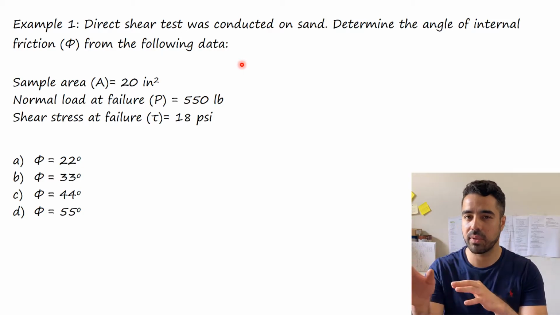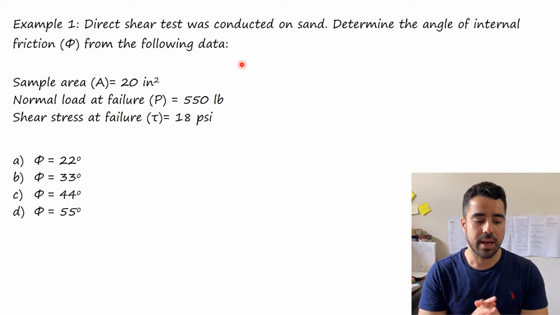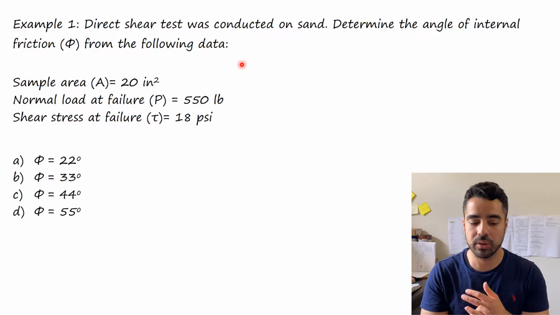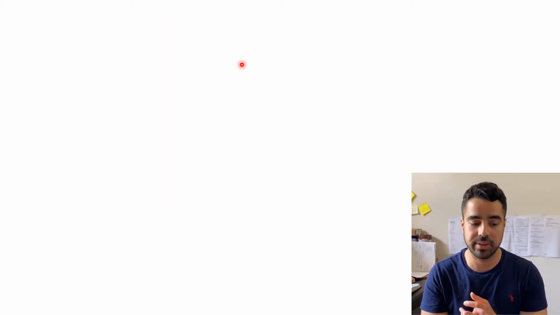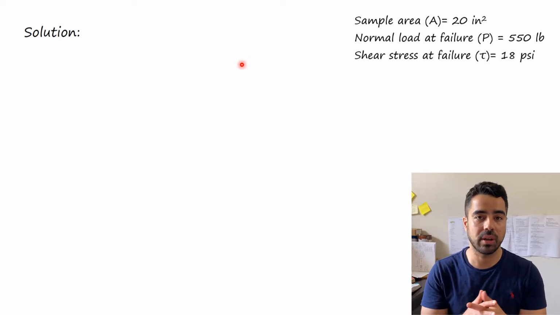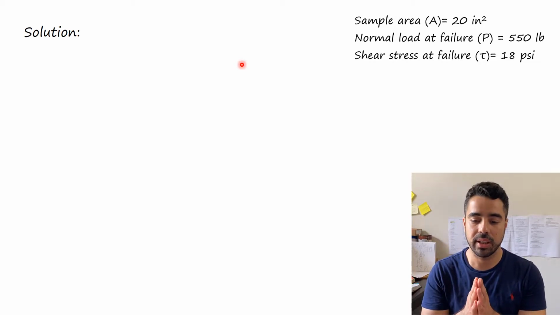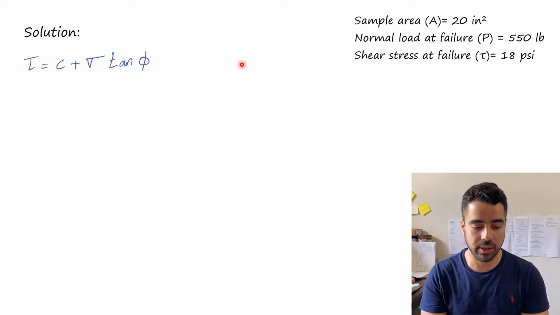Sometimes it's pronounced as phi, sometimes it's pronounced as phi. Sample area is given 20 inch square, normal load 550 pound, and shear stress at failure 18 psi. So as usual, we start the solution by putting what is given: sample area 20 inch square, normal load, shear stress, all are given.